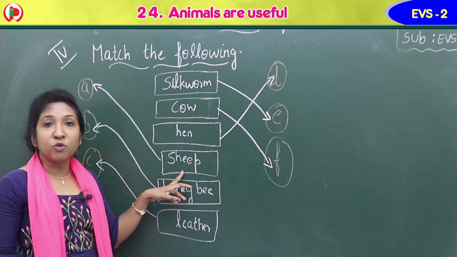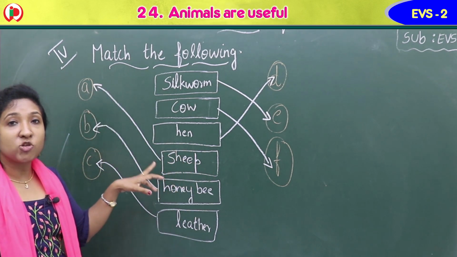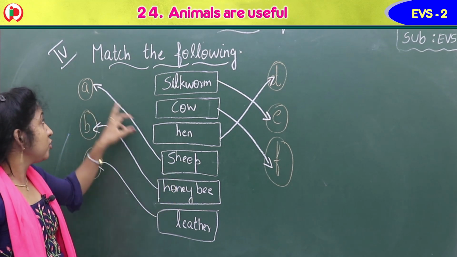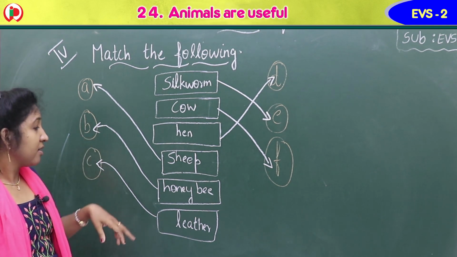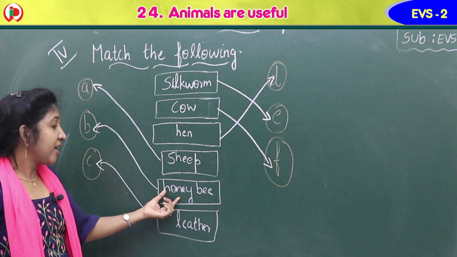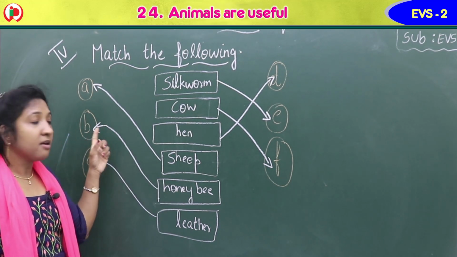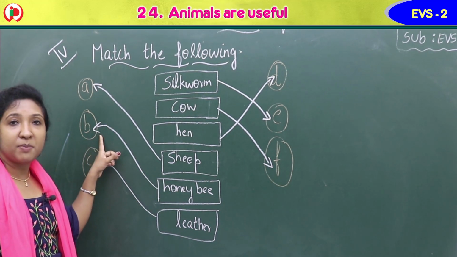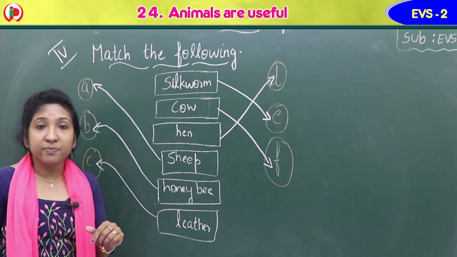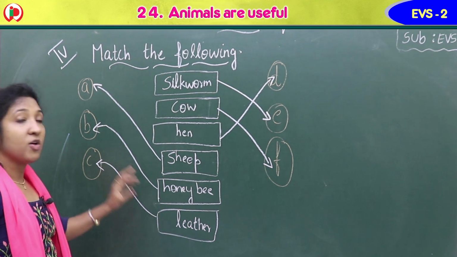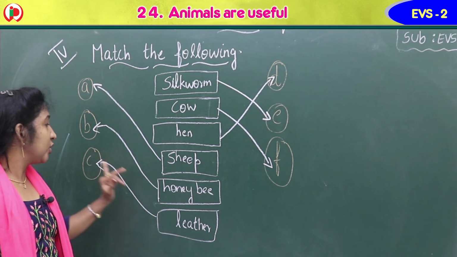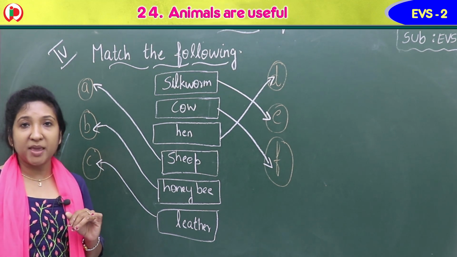Sheep gives us wool. Wool image you can see in A. So you can match sheep to A, wool. Honey bee gives us honey. You can see honey image in B. You can match honey bee to B, honey. The last one, leather. Leather you can match to jackets. It is the jacket image in C. So leather to C, jacket image.